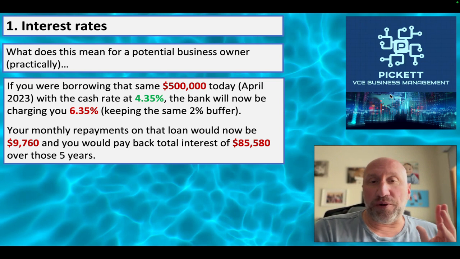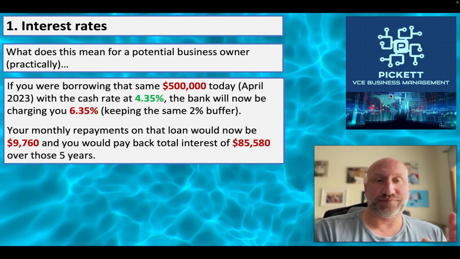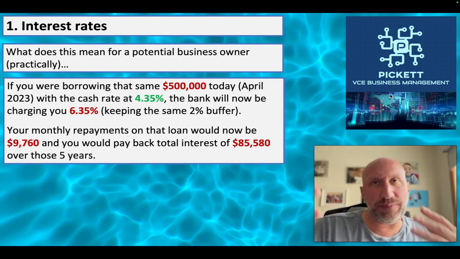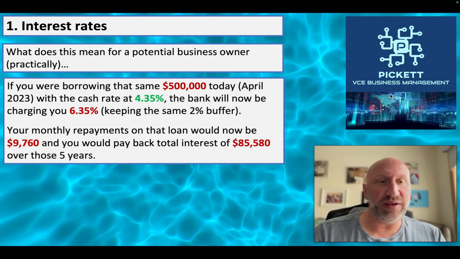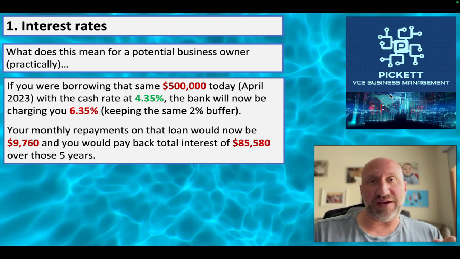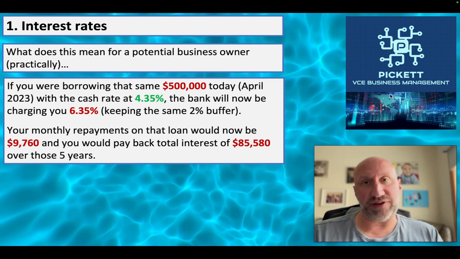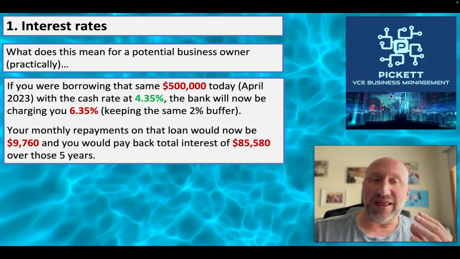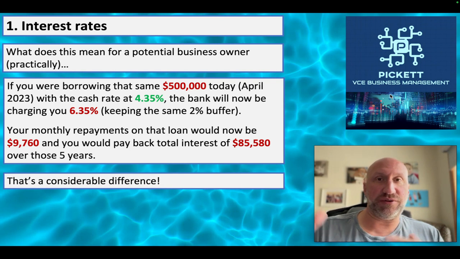with the cash rate now at 4.35% as it is, and the bank keeping that same 2% buffer or profit, you'd now be paying 6.35%. Your monthly repayments on that loan are going to be $9,760, and you're going to pay back total interest over those 5 years of $85,580. That is quite a difference in the amount of interest you're paying, clearly.